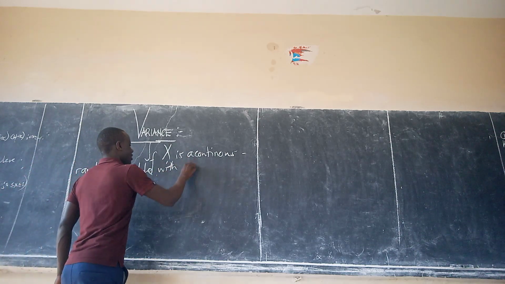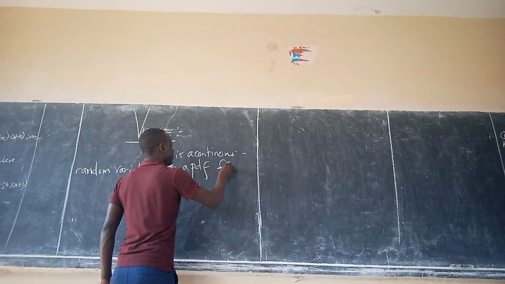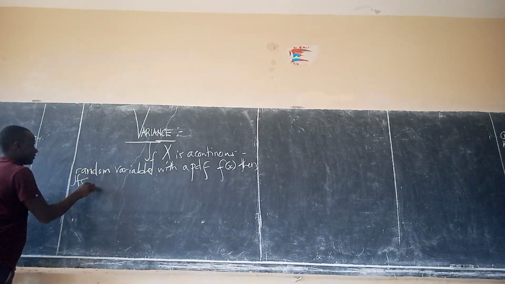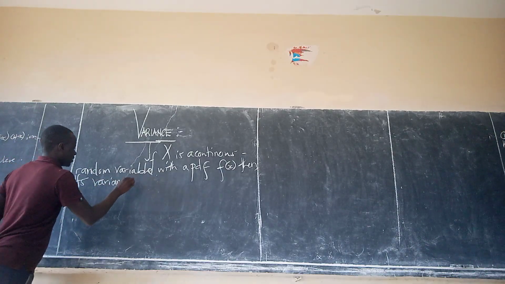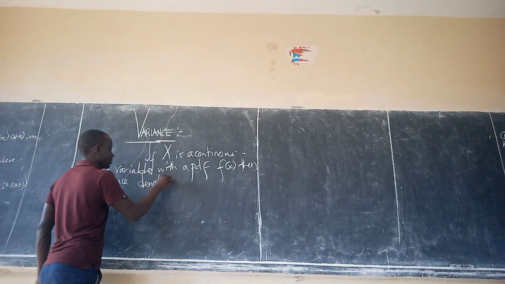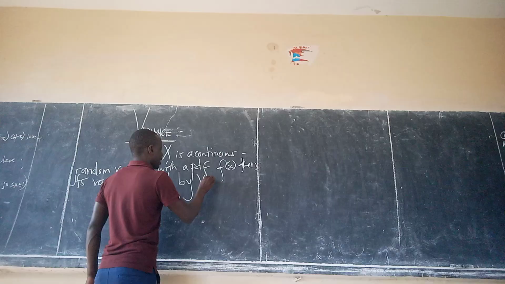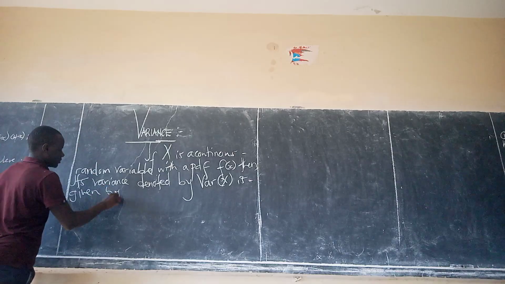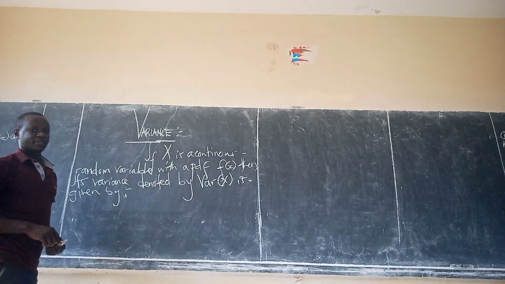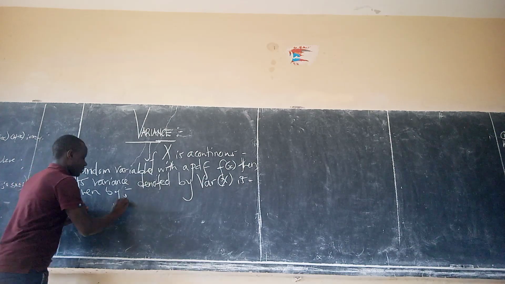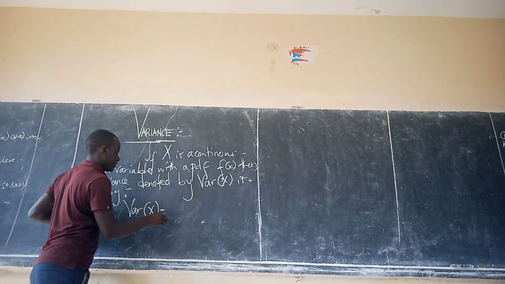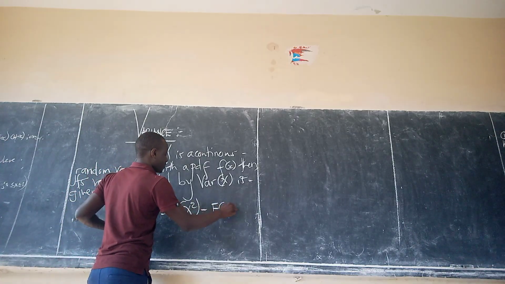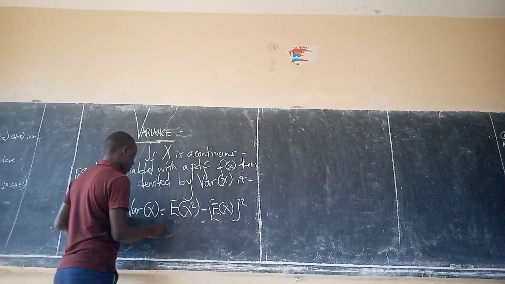with the PDF, small f of x, then its variance, denoted by var of x, is given by the expectation of x squared minus the expectation of x, all squared.